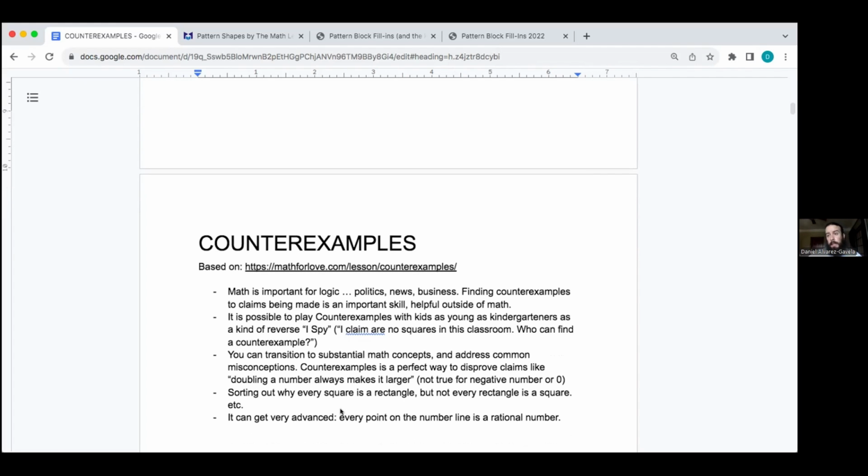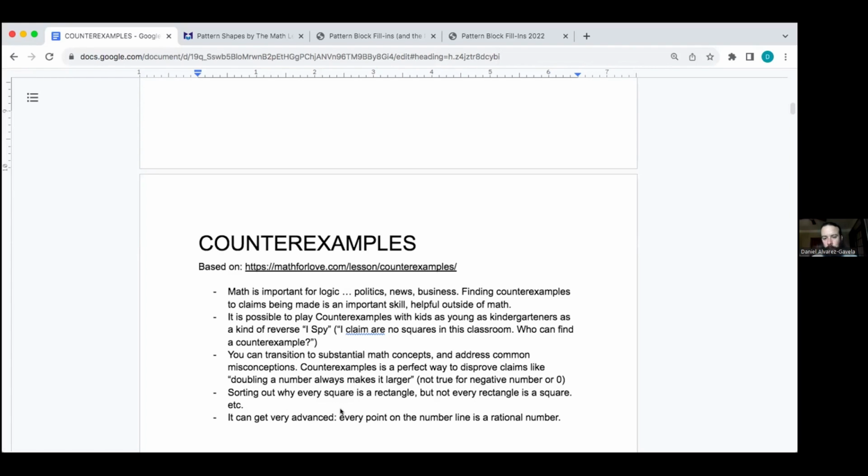And then finally, just to mention that, of course, these are relatively simple examples, but if you want to, you can take this at all levels, and you can get to very, very advanced questions. For example, every point on the number line is a rational number. Okay, so that's false. Not every number on the number line is a rational number. Remember, rational numbers are numbers that can be written as the quotient of two integers. But to actually produce a counterexample, it can be a bit tricky.